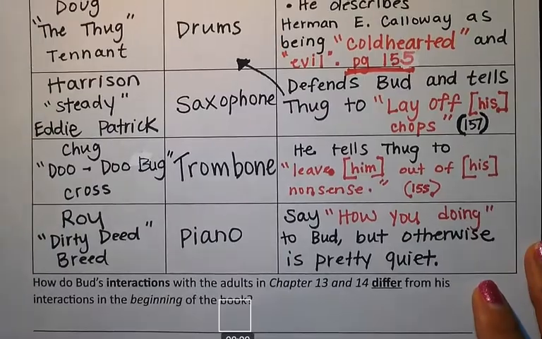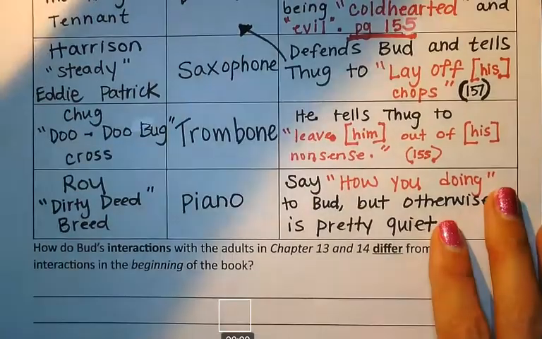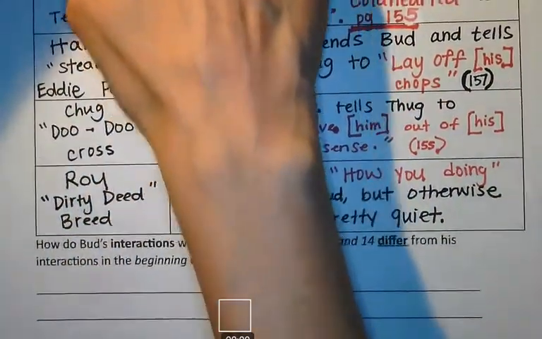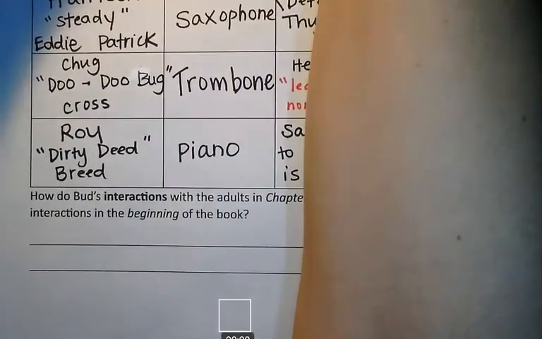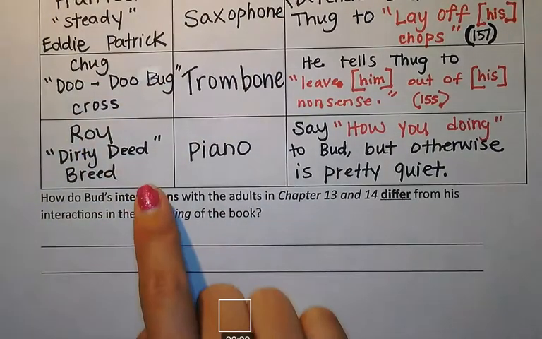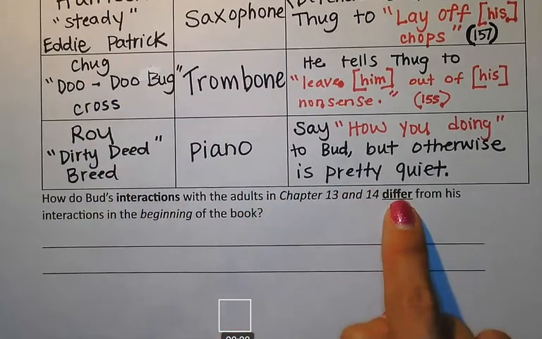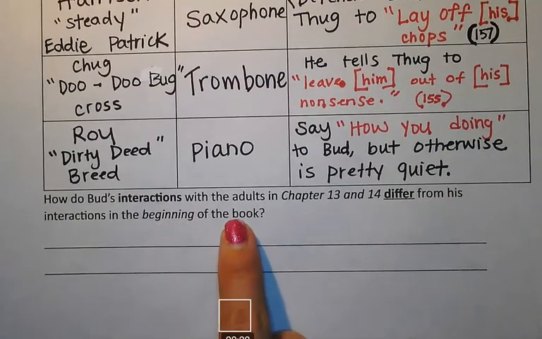Now, there was a last question here, and I want you to answer this. You should have answered it yesterday for homework and for the exit ticket. But let's review responses that we could have written here. So the question read, how do Bud's interactions with the adults in chapter 13 and 14 differ from his interactions in the beginning of the book?